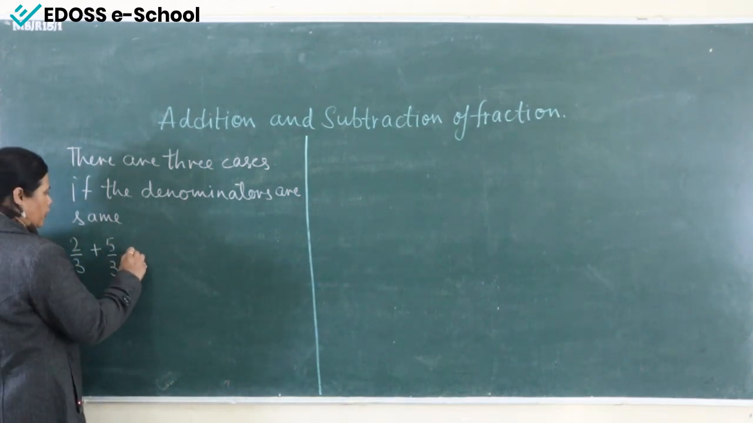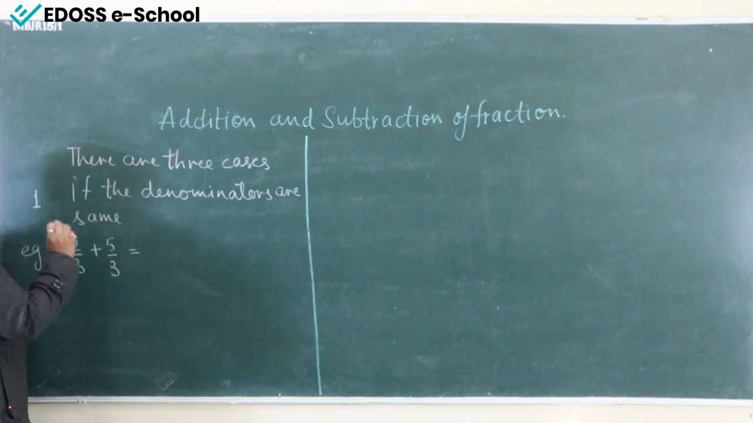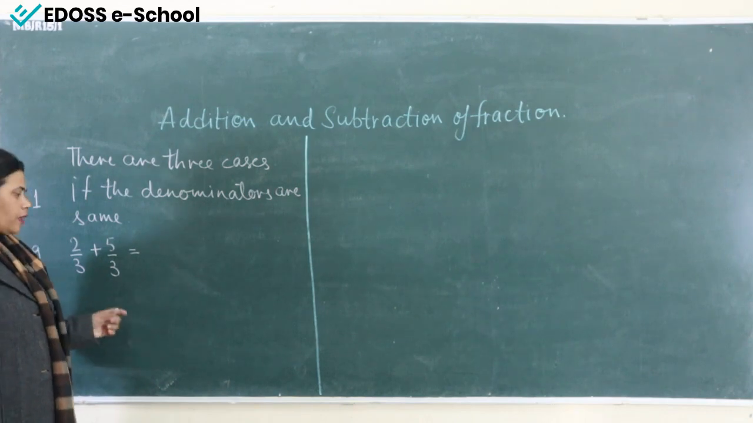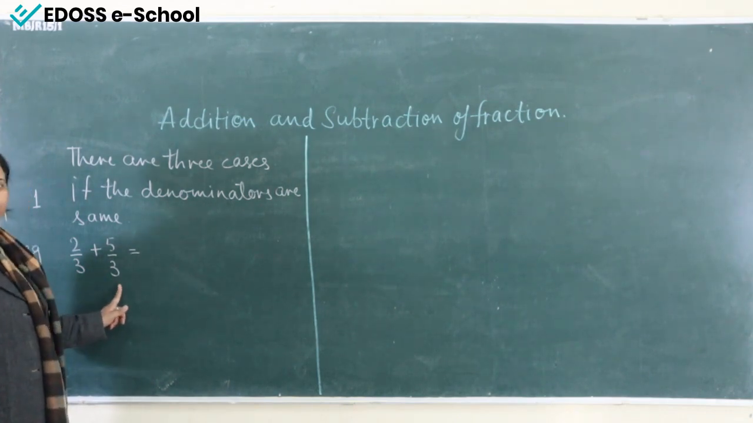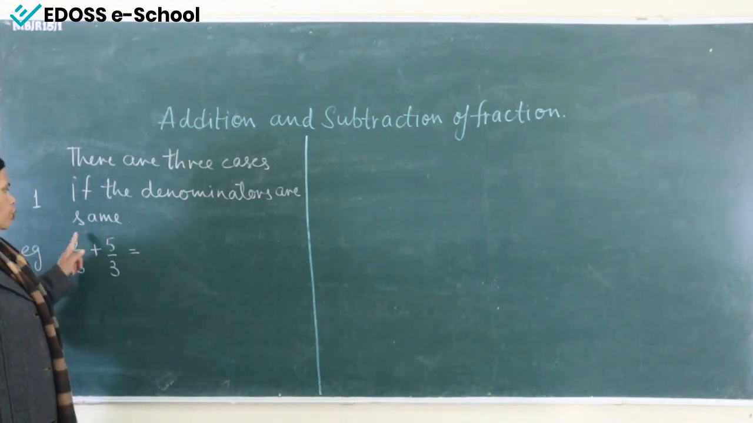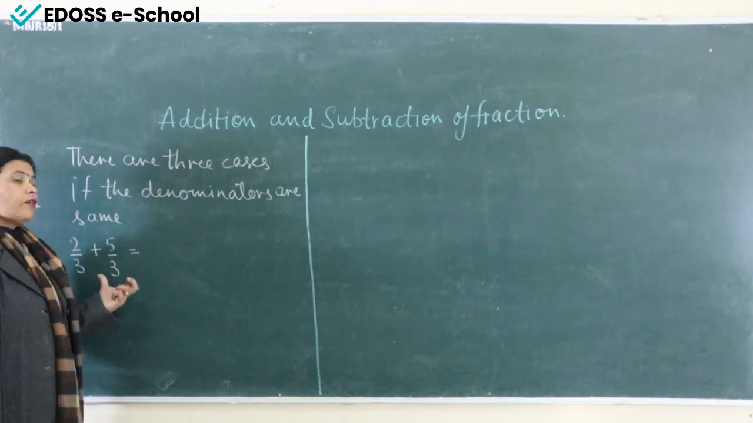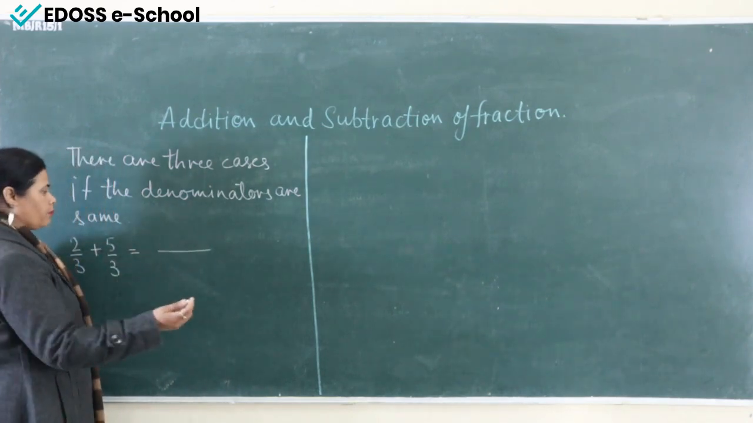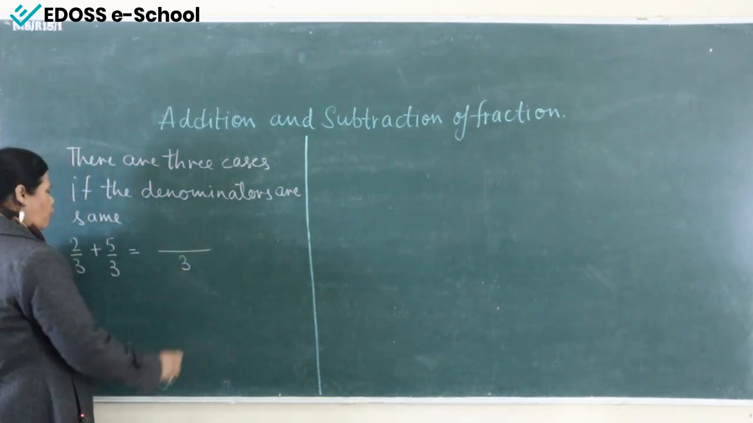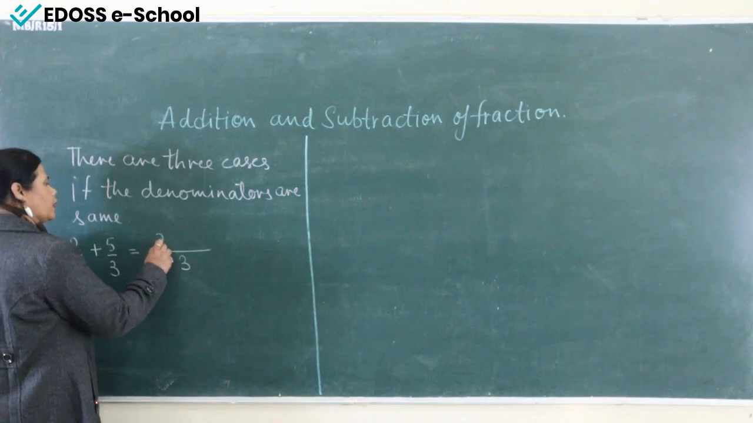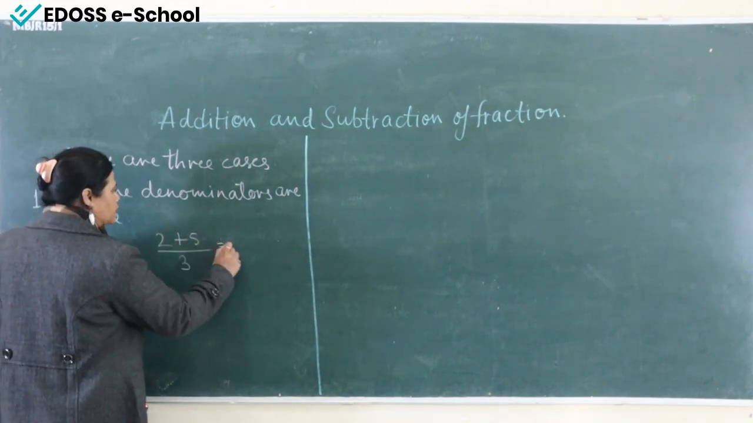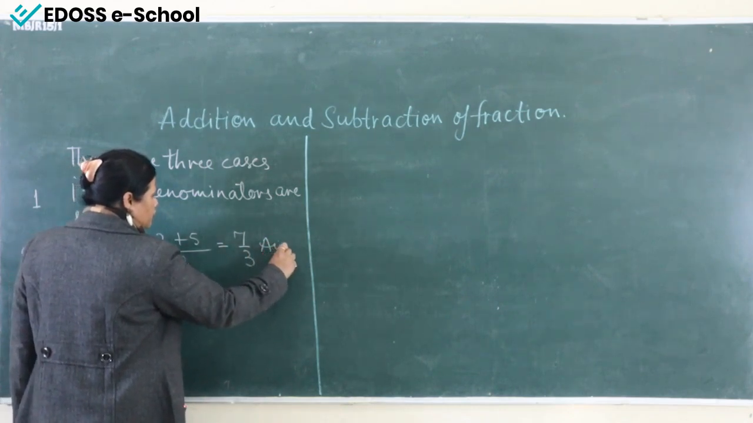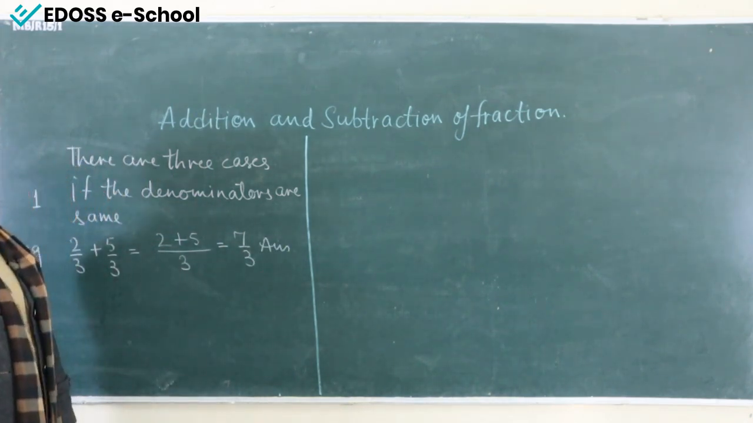So here my first example is 2 upon 3 and 5 upon 3. In this question, denominators are same. See the denominator, this is 3 and this one is also 3. And the numerators are 2 and here it is 5. If the denominators are same, so what you will do? You take the common LCM. It's a very simple solution. Take the common LCM 3 and take the numerator as it is. And your answer is 5 plus 2 is 7 upon 3. So this is the simple solution, right?